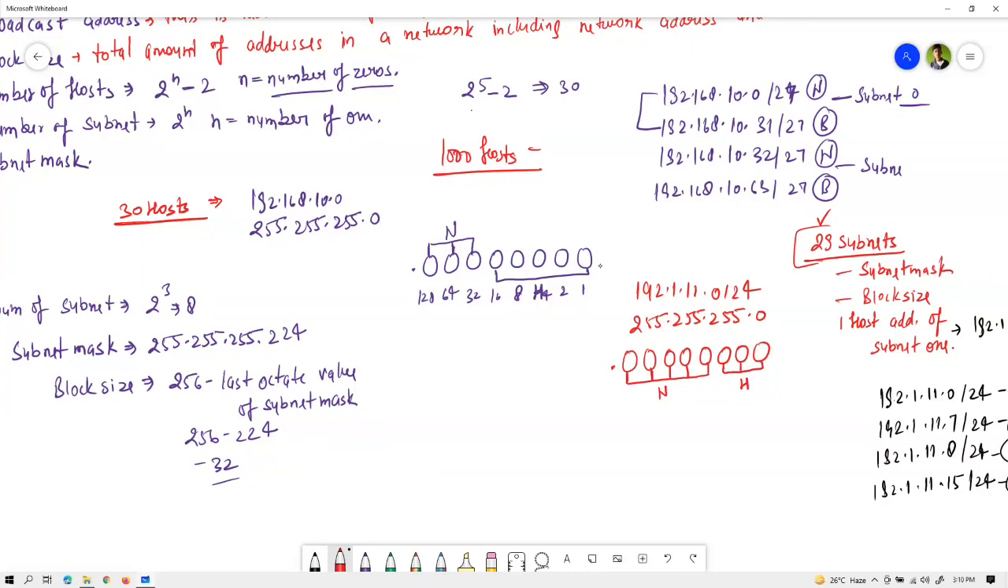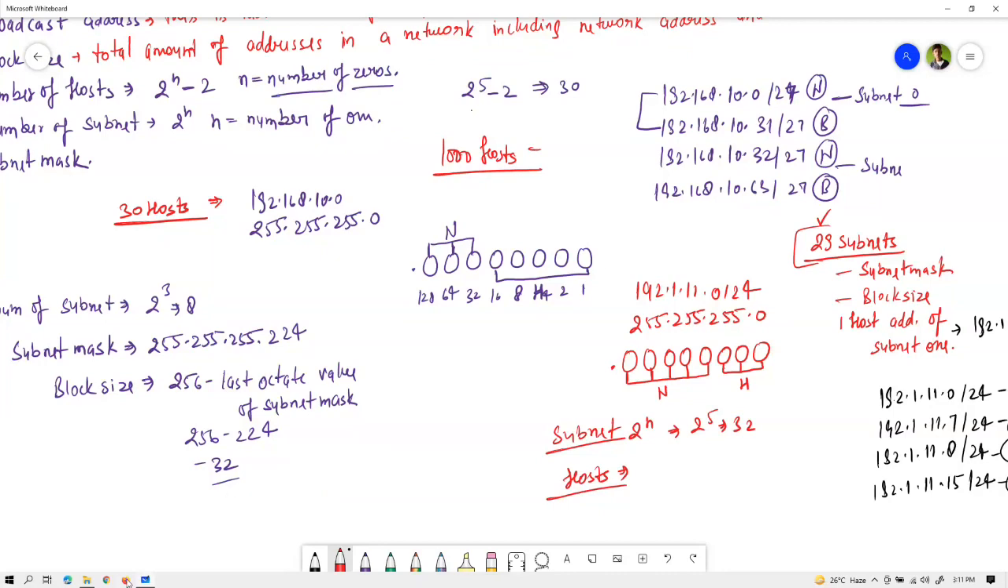So this one is 2 to the power n, so 2 to the power 5 will be 32, and this is the number of subnets, right? And if the question is about hosts, like I need 6 hosts, then I will go for the last 3 bits, the ones which you can make available, and the rest will be converted into one. They will be the network bits, and they will define how many subnets can be created.